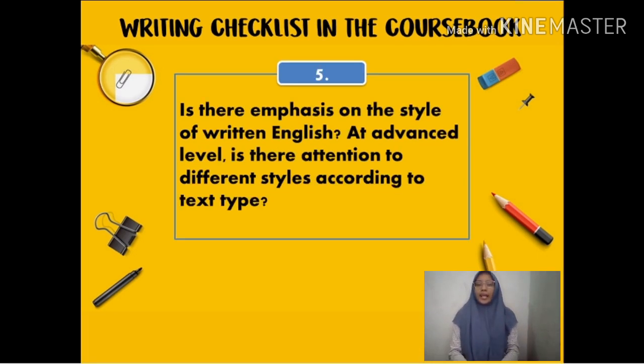Number 5. Is there emphasis on the style of writing English? At advanced level, is there attention to different styles according to the text type? The course book should emphasize the style of writing English, and the style must also be adjusted to the level of the students. If the student is at the advanced level, the style of writing English must also be adjusted to the same level. Advanced students must be taught and apply a higher level of English writing style.